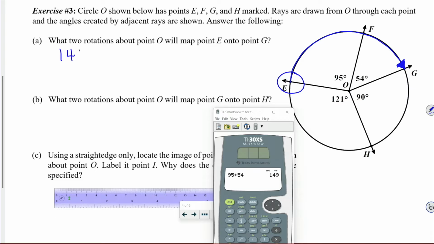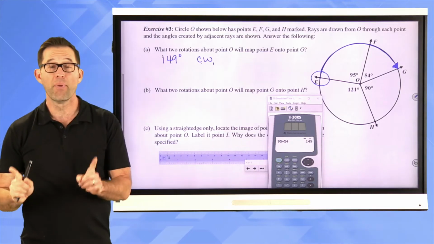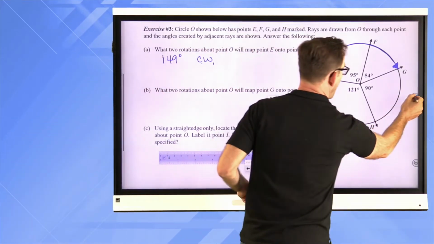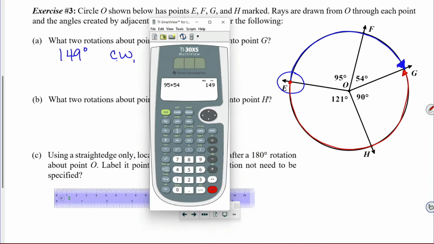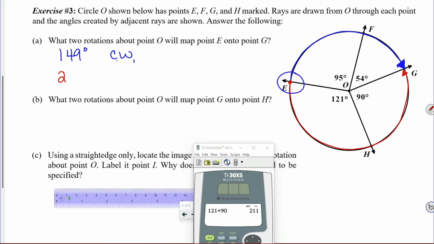So 149 degrees clockwise, okay? But I could also rotate it counterclockwise. Let me go in red on that. I could take this point and move it around this circle until it hits point G in that direction. And of course, that would be 121 plus 90, which would be 211, I think. 121 plus 90, 211. So I could go 211 degrees counterclockwise.